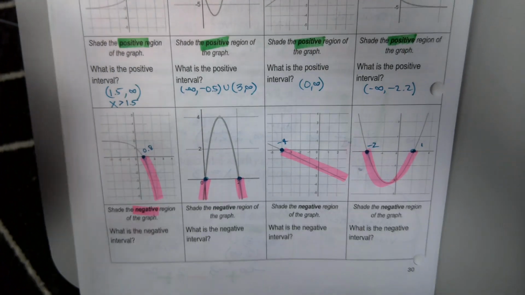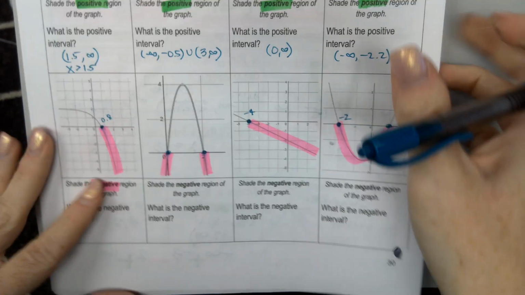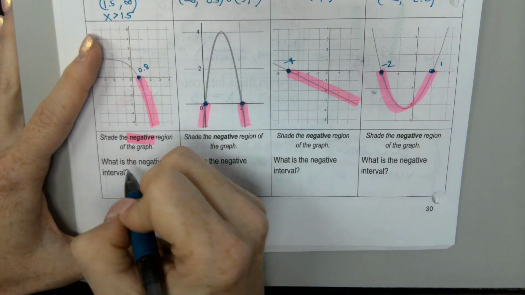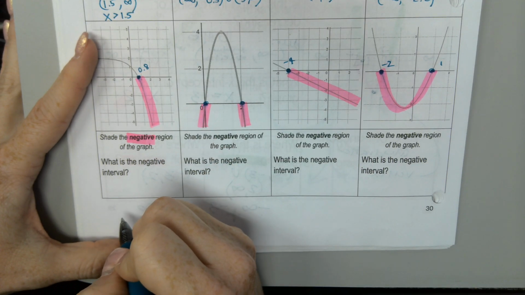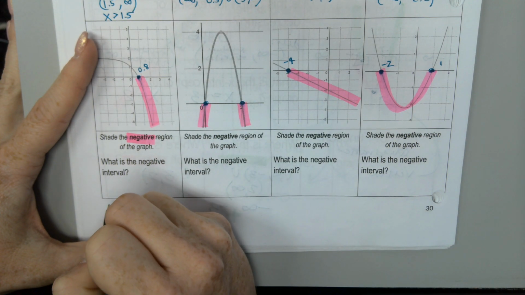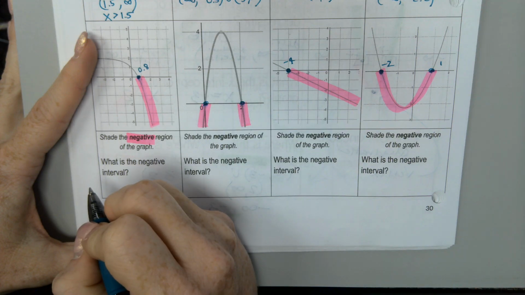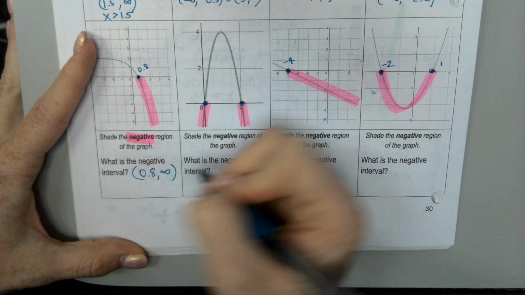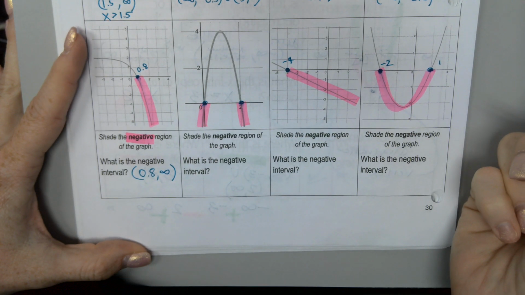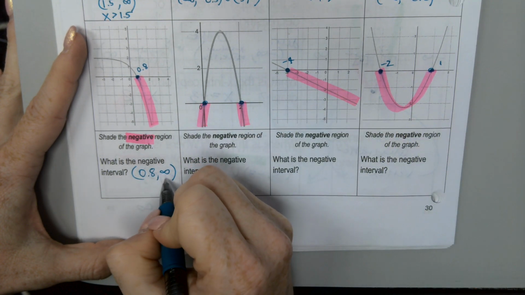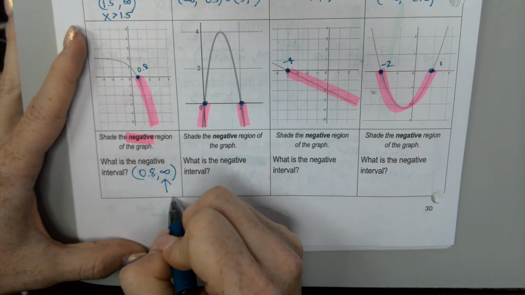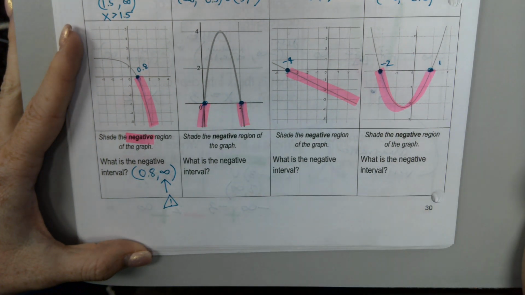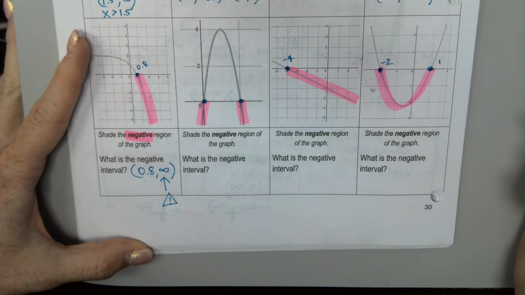Okay? All right, down at the bottom, we shaded the negative region. Now I want to write the negative interval. Okay? What do I say here? 0.8 to infinity. What do you think my common mistake is here? People put to negative infinity. Okay, I'm going to put a caution sign here. You should have a caution sign on your notes because I don't want you to mess that up, okay?